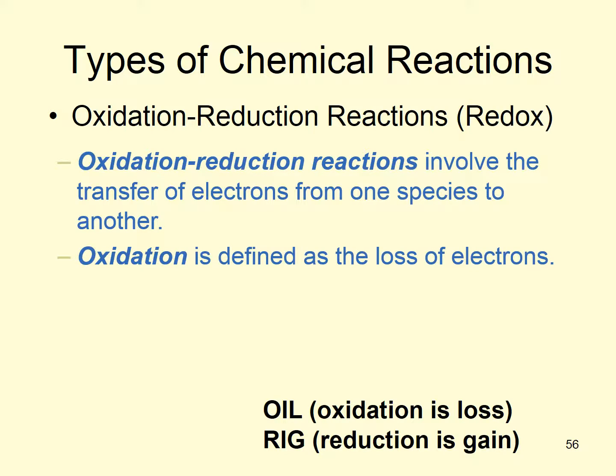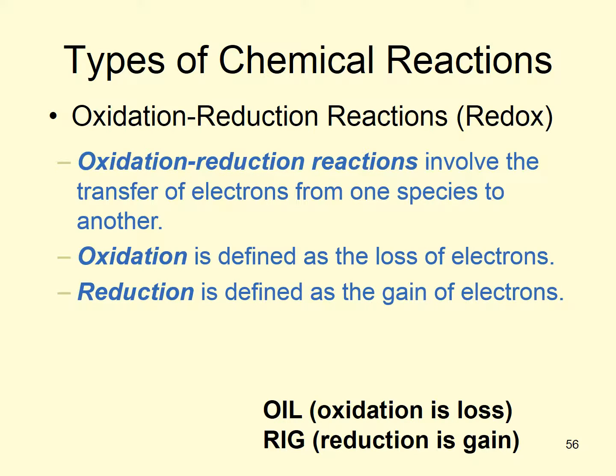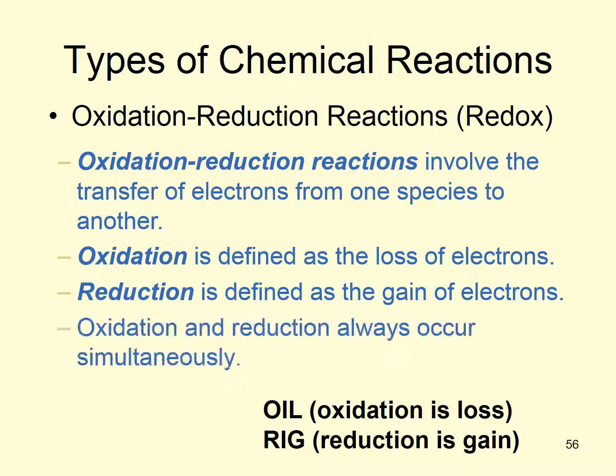Oxidation is defined as the loss of electrons, and reduction is defined as the gain of electrons. You can see a little mnemonic down at the bottom. Oxidation is loss, reduction is gain, oil rig, if you want to remember which one's which. You can't have oxidation without reduction or vice versa. They always occur simultaneously.